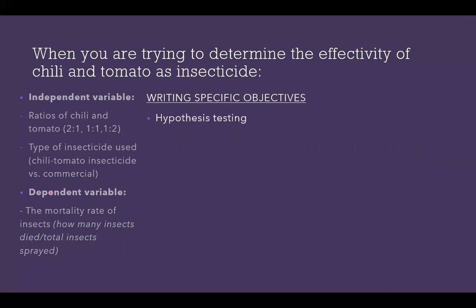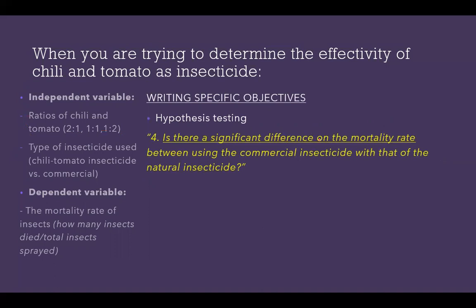Let's continue with hypothesis testing. Now, is there a significant difference in the mortality rate between using commercial insecticide and natural insecticide? Since this is categorical, with the chili tomato insecticide versus commercial, there are only two categories, natural and commercial insecticide, and it asks if there is a significant difference.